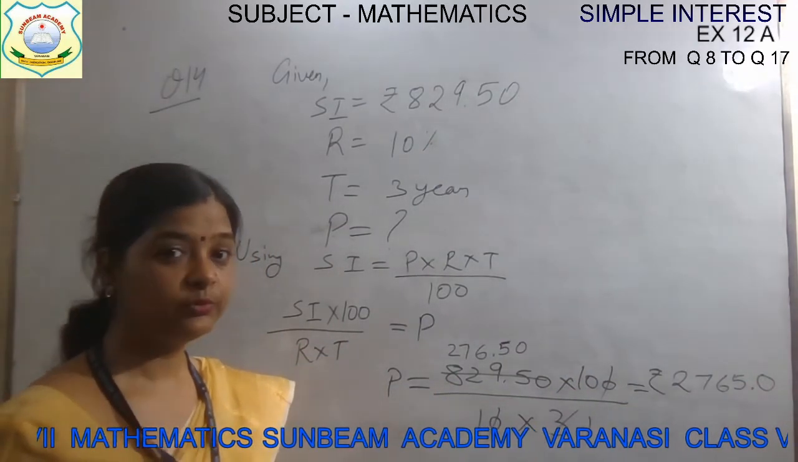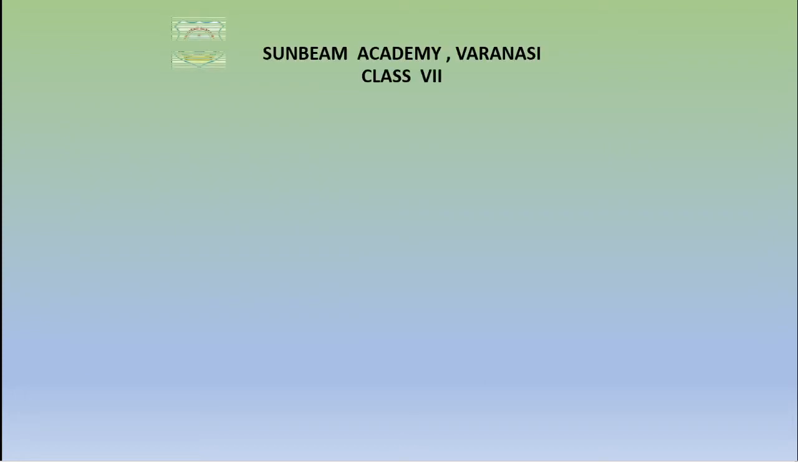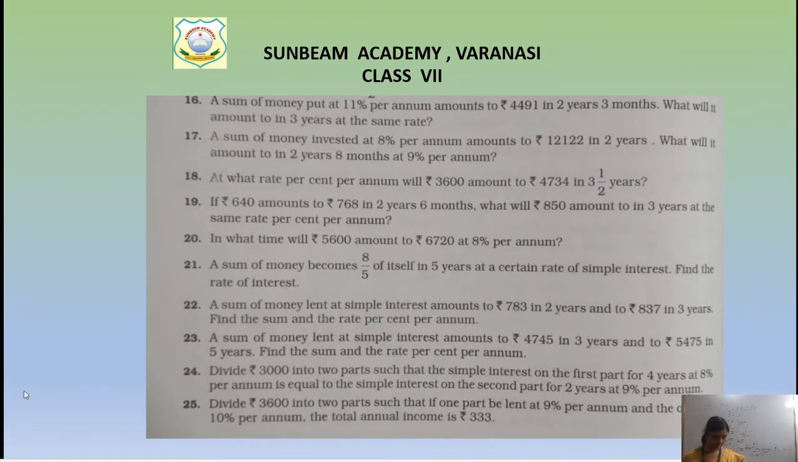Now let's move to the next question. Question number 16 is not on this page, so we will move forward. This is question number 16, children. A sum of money put at 11% per annum amounts to this much in 2 years and 3 months. What will it amount to in 3 years at the same rate? Children, I am quickly solving it because the time is going on, it's exceeding.